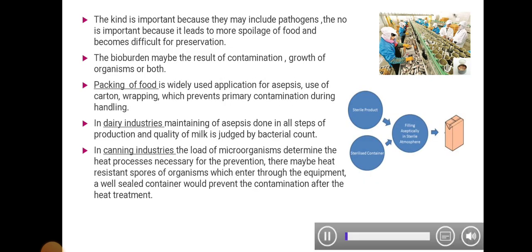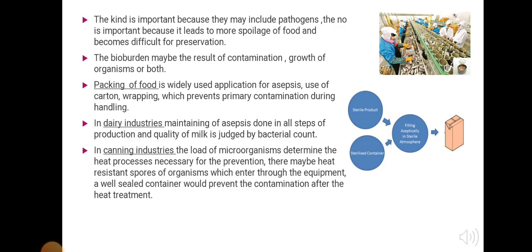The kind of microorganisms is important because they may include pathogens. The number of microorganisms is important because it leads to more spoilage of food and makes preservation difficult. The bioburden may be the result of contamination, growth of organisms, or both. This can be avoided or overcome by packing of food, which is widely used in application for asepsis. Use of carton wrapping prevents the primary contamination during handling.